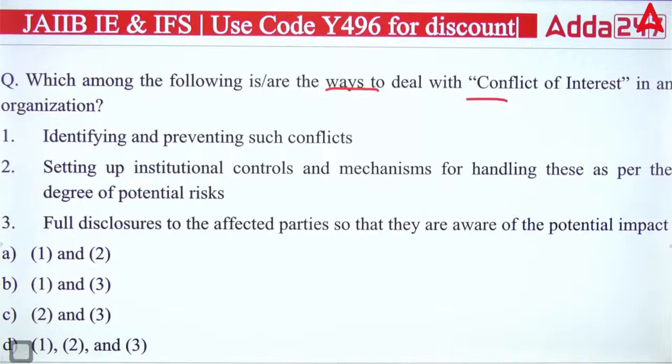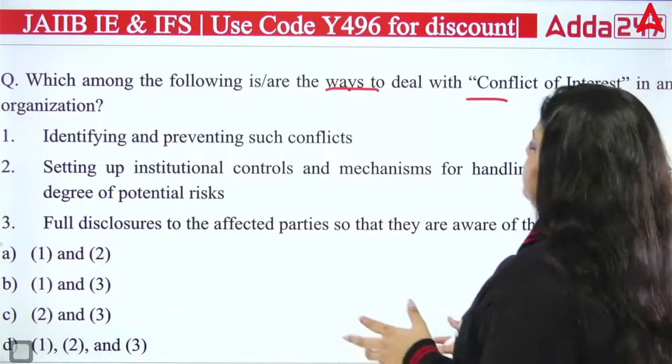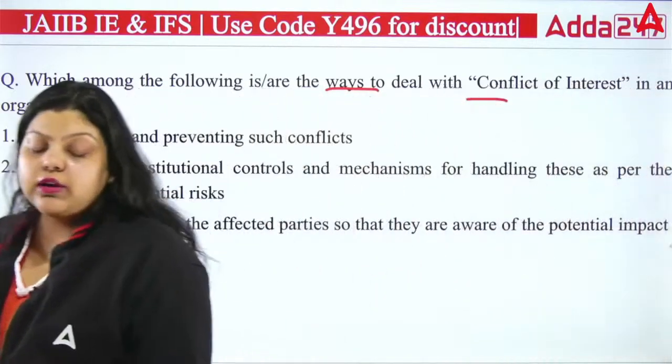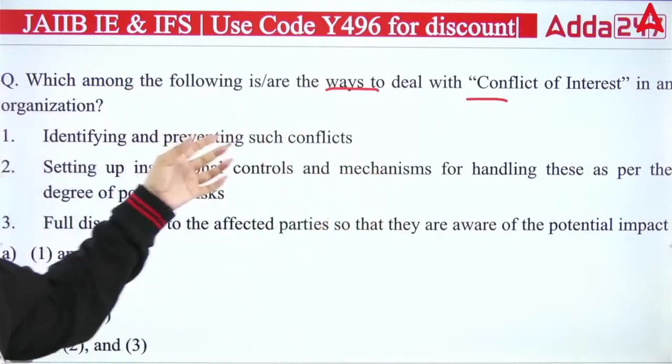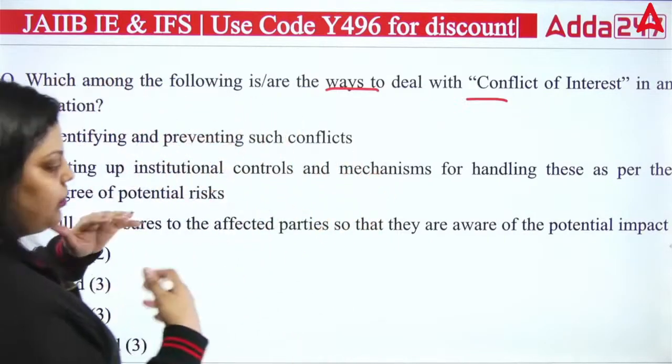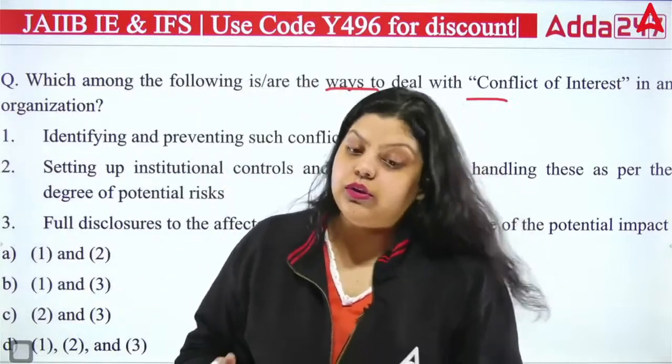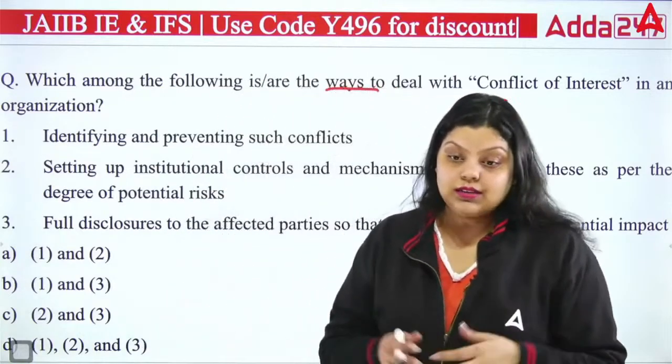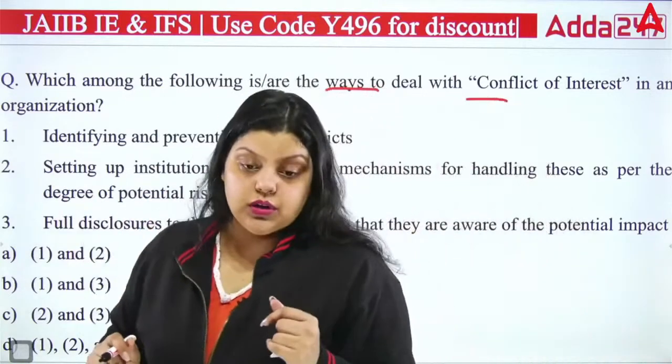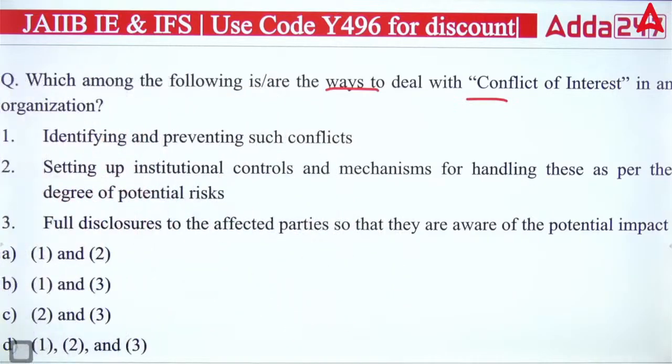So what are the ways by which conflict of interest can be dealt with? Conflict of interest means there are two persons, and both have a different objective or different purpose in performing certain tasks. That's the conflict of interest we are talking about. So you have to answer which among the following is the way to deal with conflict of interest: A, B, C or D. Which of the following is correct?